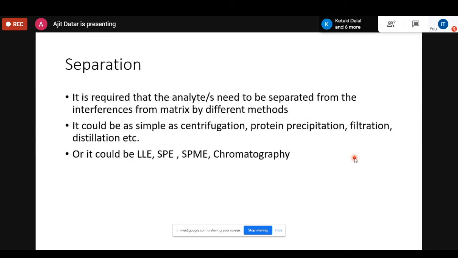Then separation. Many times you do not have methods which are selective, so you need to carry out some kind of separation, and separation could be very simple like centrifugation, protein precipitation, filtration, distillation, and many other methods. And then it could be liquid liquid extraction, it could be solid phase extraction, it could be solid phase micro extraction, and then of course there is no other technique other than chromatography as one of the best techniques for separation. So we use any of these methods for separation, and then after separation, we carry out the analysis for finding out the amount of analyte in a given matrix.